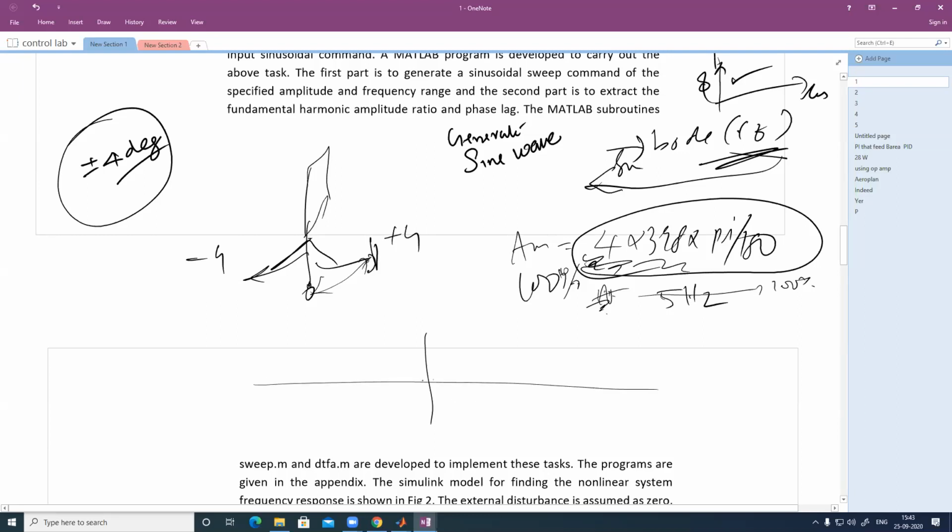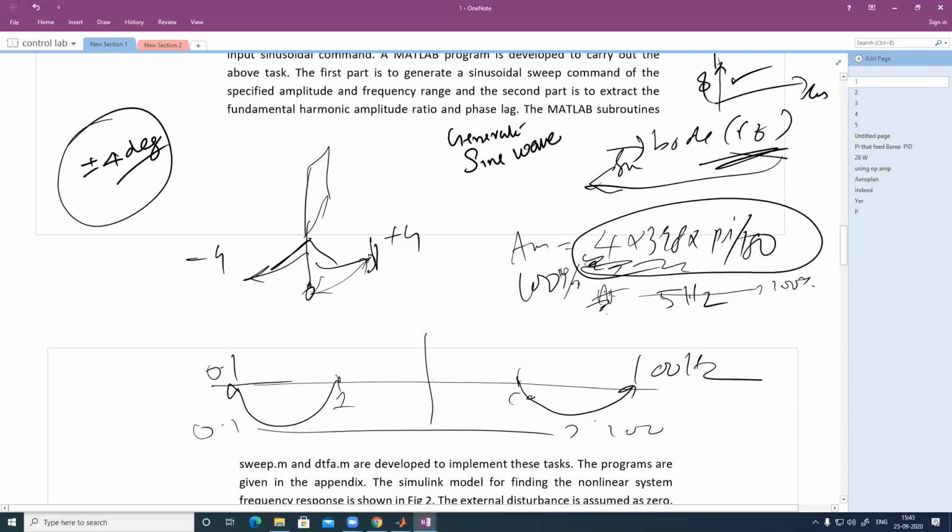So 5 Hz is in the decade of 1 to 10. You have to generate a frequency 1 decade above and 1 decade below. So 0.1 and 100 Hz. You have to generate a sine wave from 0.1 to 100 Hz, and the amplitude is 1% to 100%.